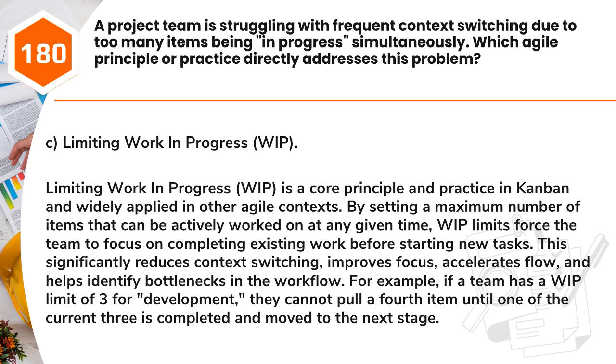Answer: C. Limiting work in progress (WIP). Limiting work in progress is a core principle and practice in Kanban and widely applied in other Agile contexts. By setting a maximum number of items that can be actively worked on at any given time, WIP limits force the team to focus on completing existing work before starting new tasks.